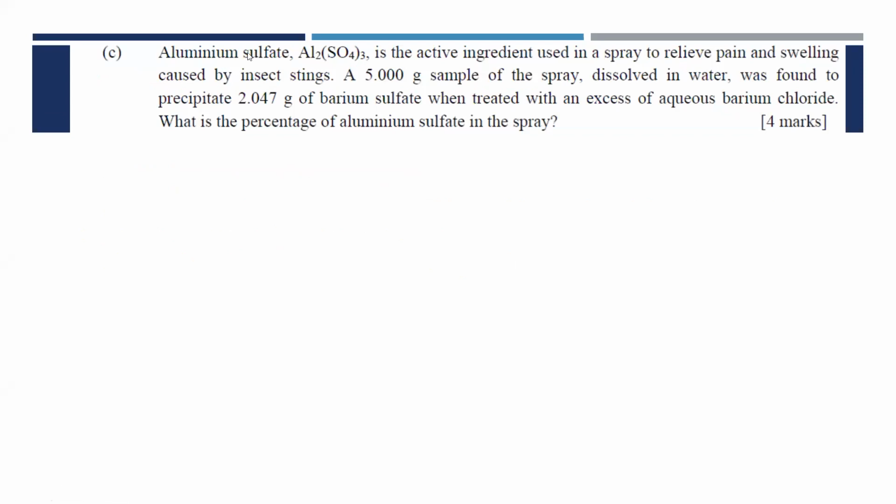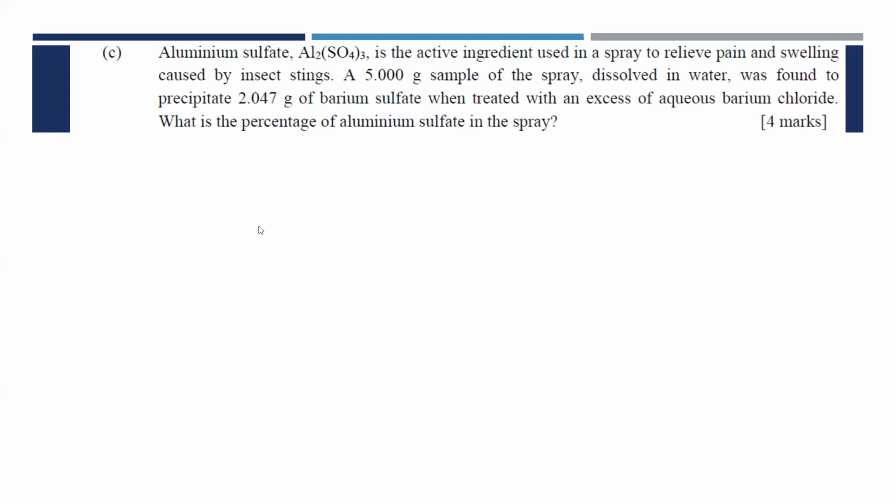Aluminium sulfate, Al2(SO4)3, is the active ingredient used in spray to relieve pain and swelling caused by insect sting. A 5.000 gram sample of spray is dissolved in water and found to precipitate 2.047 grams of barium sulfate when treated with an excess aqueous solution of barium chloride. So what is the percentage of aluminium sulfate in the spray?